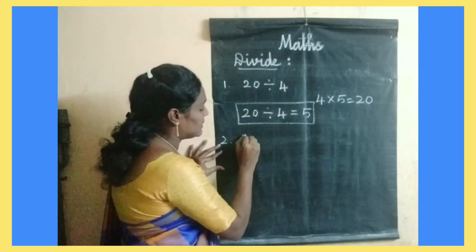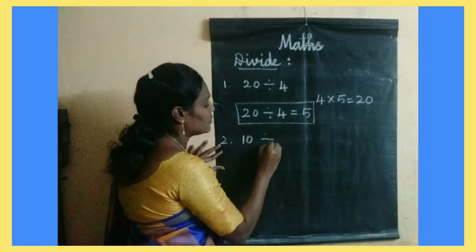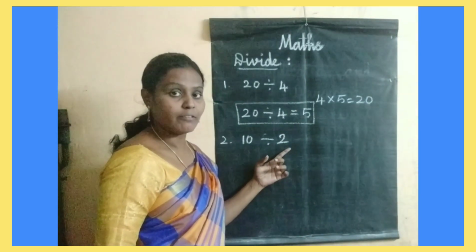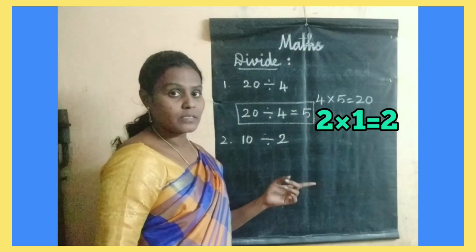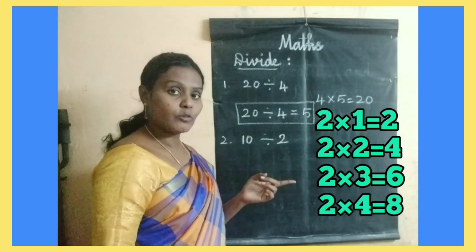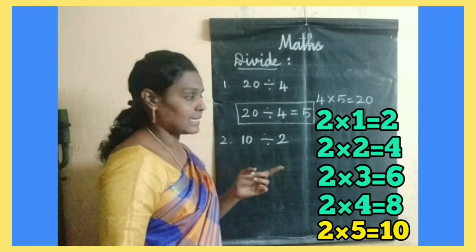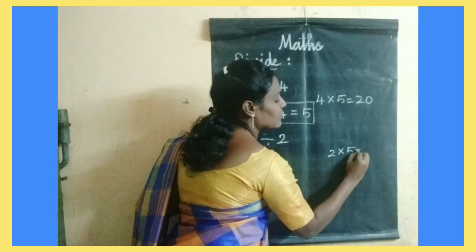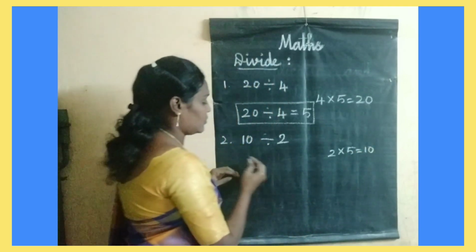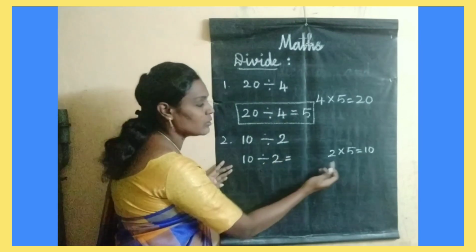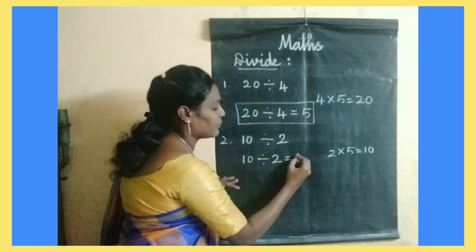Second one, 10 divided by 2. Let's see the multiplication table of 2. 2 ones are 2, 2 twos are 4, 2 threes are 6, 2 fours are 8, 2 fives are 10. 2 into 5s are 10. So 10 divided by 2 equal to, yes, 5.